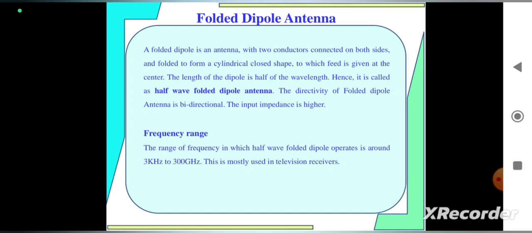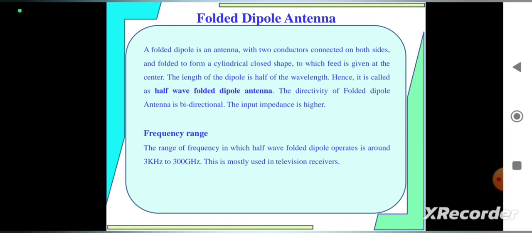This is the basic difference between folded dipole antenna and conventional dipole antenna. Next type is the two-wire folded dipole antenna. If two dipole antennas are connected in parallel to form a thin wire loop, then it is known as two-wire folded dipole antenna. If the radius of both the conductors is equal, then equal currents flow in both the conductors in the same direction. That is, currents are equal in magnitude and phase.